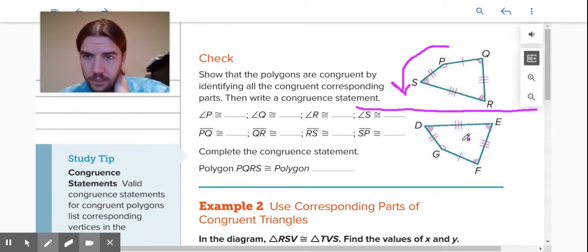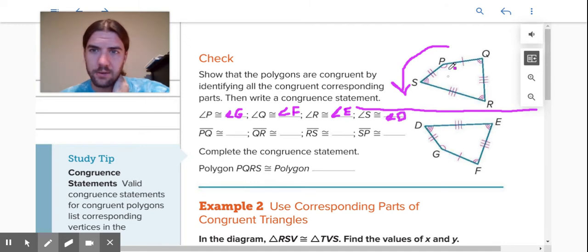So to me, it looks like angle P is the same as angle G, or not the same. Let's use the right vocabulary here. Is congruent to angle G. Angle Q is congruent to angle F. Angle R is congruent to angle E. And angle S is congruent to angle D.